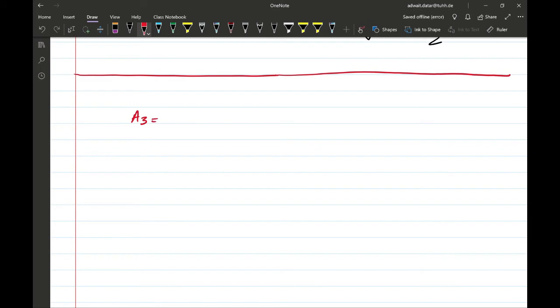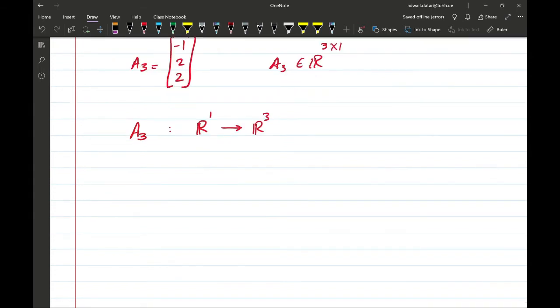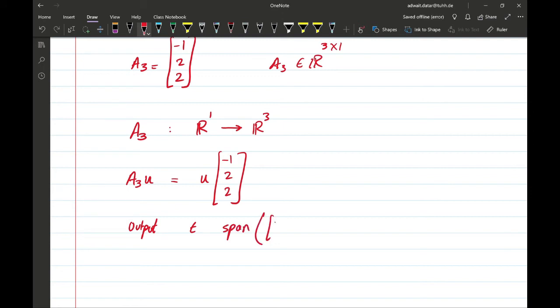So now let's look at A3, which is just a column vector here. A3 is R3 by 1, and it can be seen as a map from scalars to three-dimensional vectors. So what we have is for arbitrary inputs u, where u is a scalar now, the output is just u times (-1, 2, 2). So the output belongs to the span of a single vector.